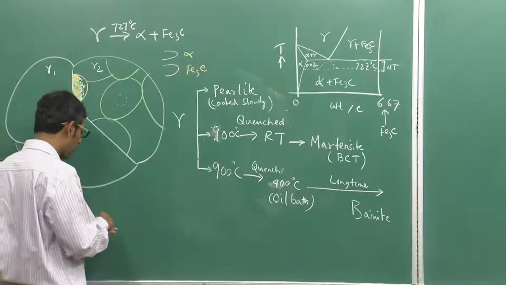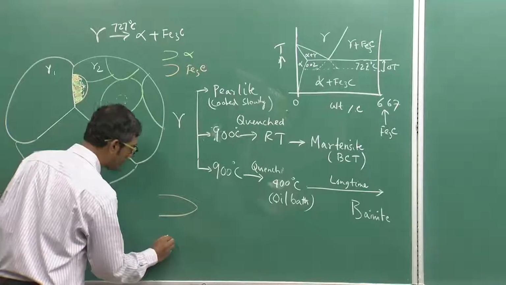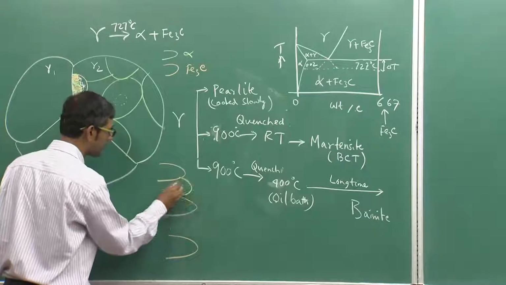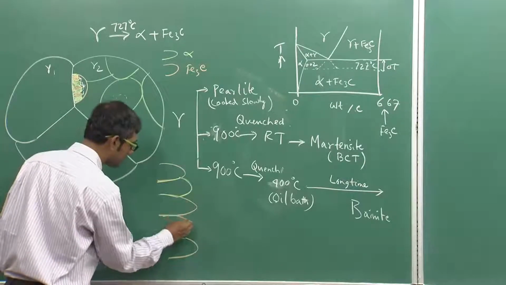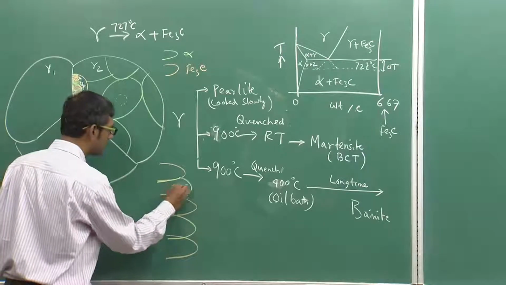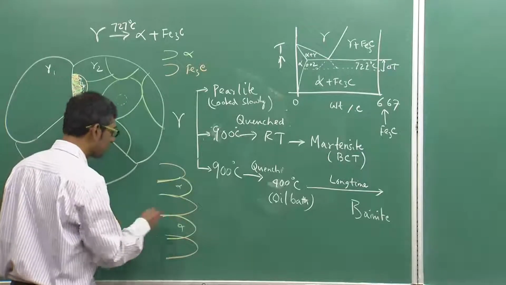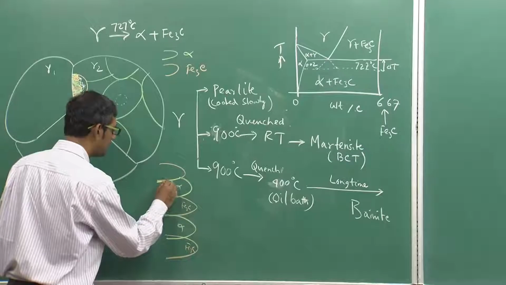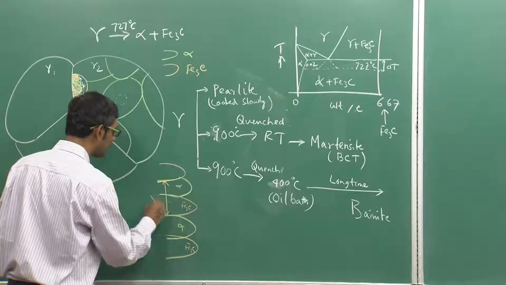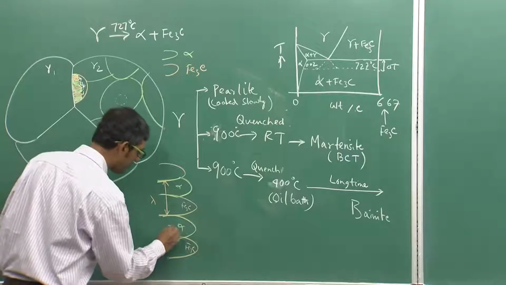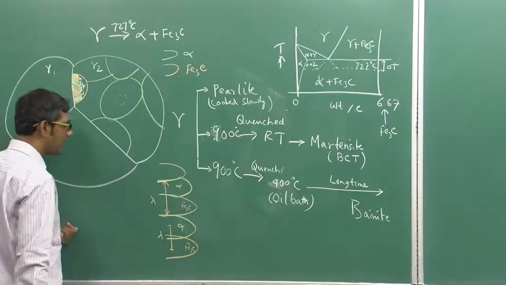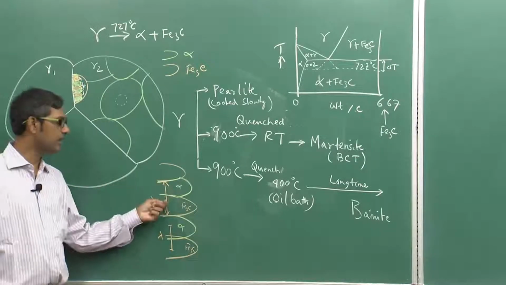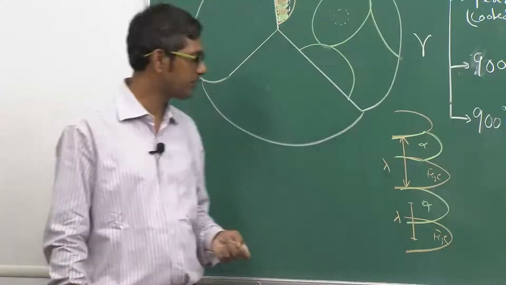So let me just draw again. As you know, like eutectic, you also have interlamellar spacing between these products, alpha and cementite. So if this is alpha and the rest of the things are Fe3C, we define this as lambda, or one can define another way, it does not matter. It is basically the width of one alpha lamella and one cementite lamella, that is what is known as the interlamellar spacing.